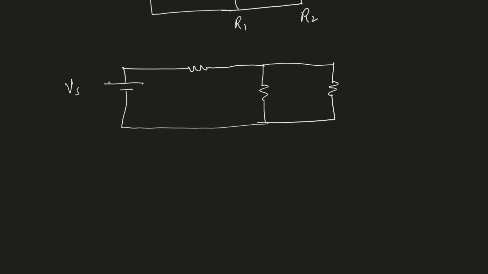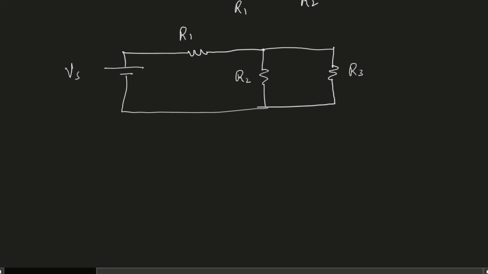We have a source voltage, R1, R2, and R3. Now you can see that R1 and R2 are not in series, okay? Because if R1 and R2 are in series, then they should have the same amount of current. The current through R1 is, let's say, I1, here is I2, and here is I3.